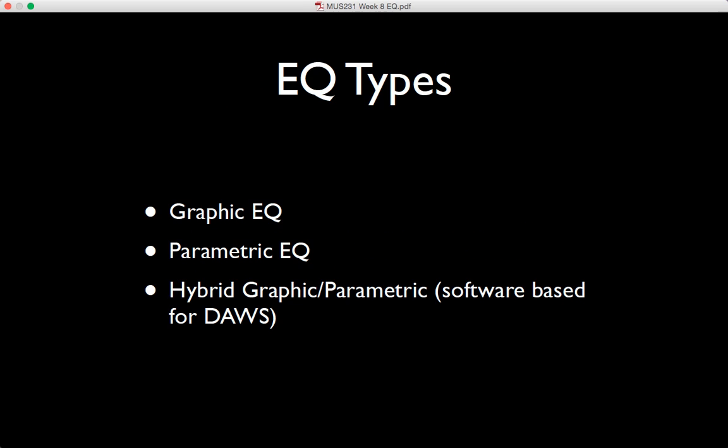So let's talk about EQ types. I'm going to jam through these. There are three main types of equalization out there: graphic EQ, parametric EQ, and the hybrid graphic parametric, which is very popular right now, and that's what every DAW piece of software uses.